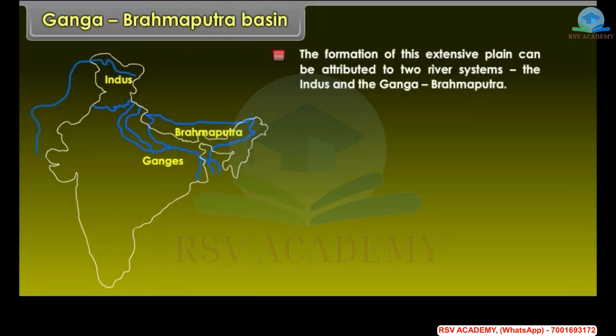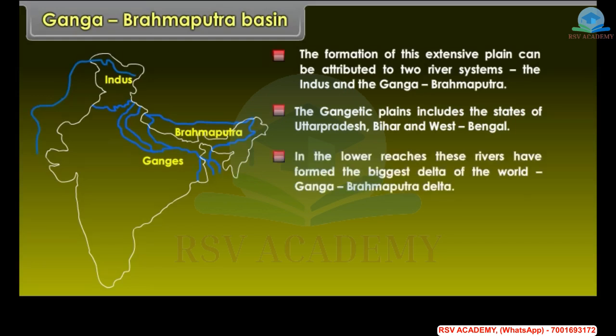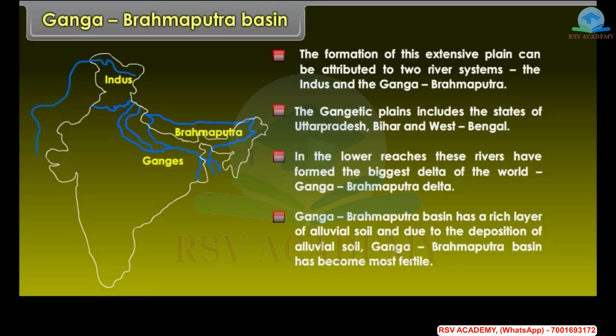The formation of this extensive plain can be attributed to two river systems, the Indus and the Ganga-Brahmaputra. The Gangetic plains include the states of Uttar Pradesh, Bihar and West Bengal. In the lower reaches, these rivers have formed the biggest delta of the world, Ganga-Brahmaputra Delta. Ganga-Brahmaputra basin has a rich layer of alluvial soil, and due to the deposition of alluvial soil, Ganga-Brahmaputra basin has become most fertile.